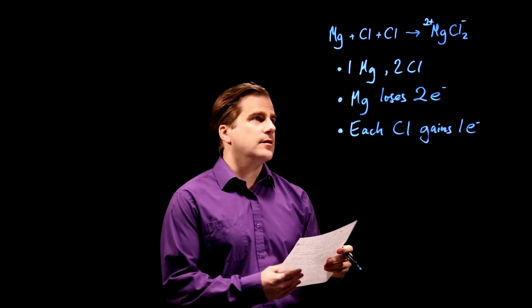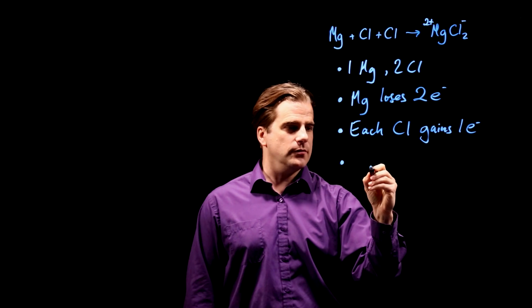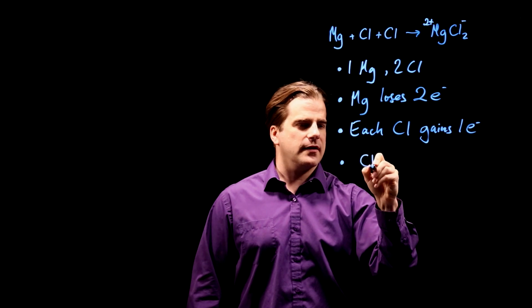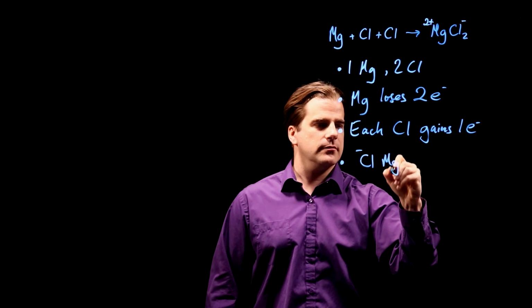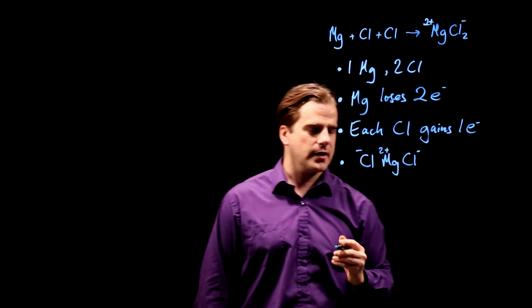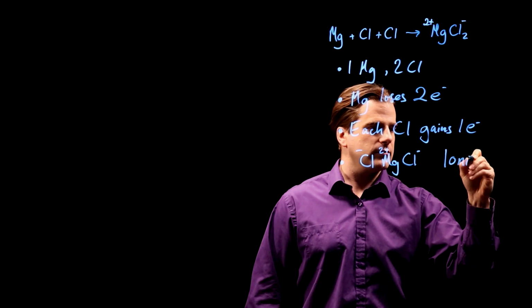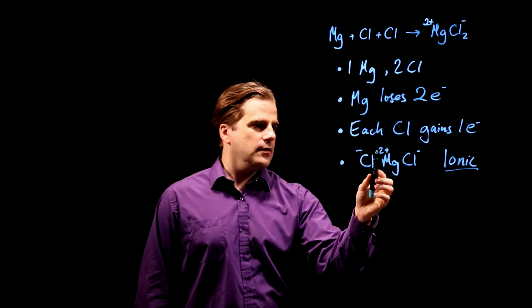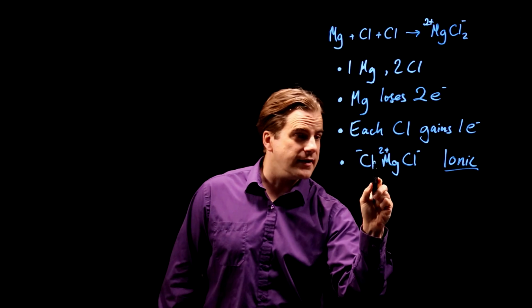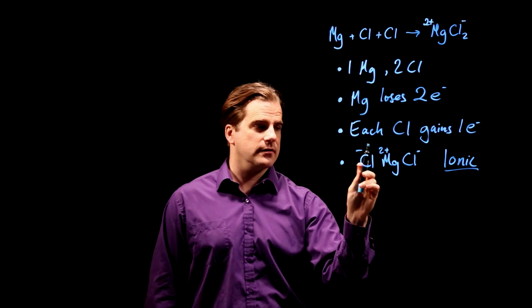Right, what else can we say? You can say that in MgCl2, I'm going to draw it like this, Cl minus, Mg2 plus, Cl minus, okay? Say that it's an ionic compound. The bonds between the magnesium and the chlorine are ionic, they're not covalent. I didn't draw a single line which would be a covalent bond. This is an ionic compound.